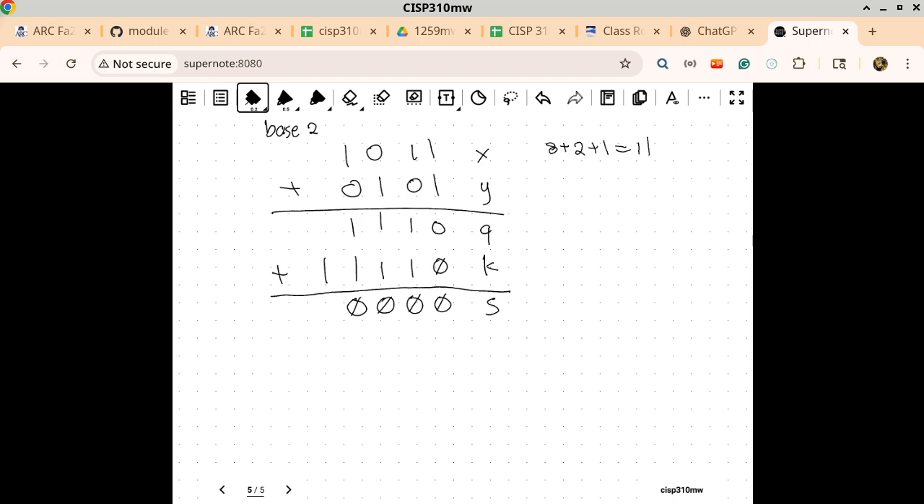0101 in base 2 is a 4 plus a 1, which is a 5. 11 plus 5 is 16. And we go like, wait, 16 and a 0? Obviously wrong. Wait. Remember, the sum is broken into two parts. One part is the fixed width digit that has to match the number of digits of x and y. The other part is the overall carry, which in this case is a 1.